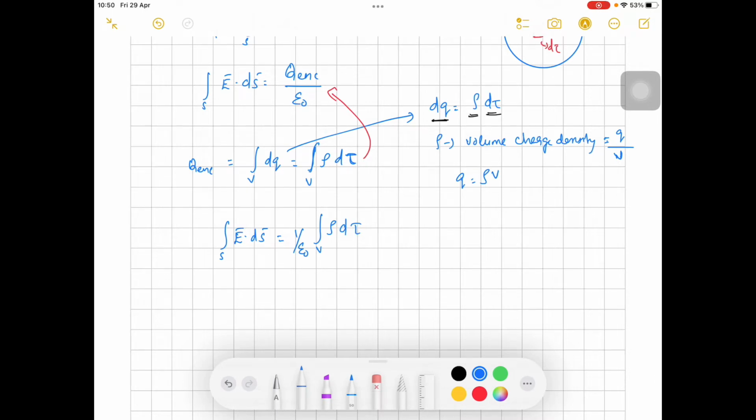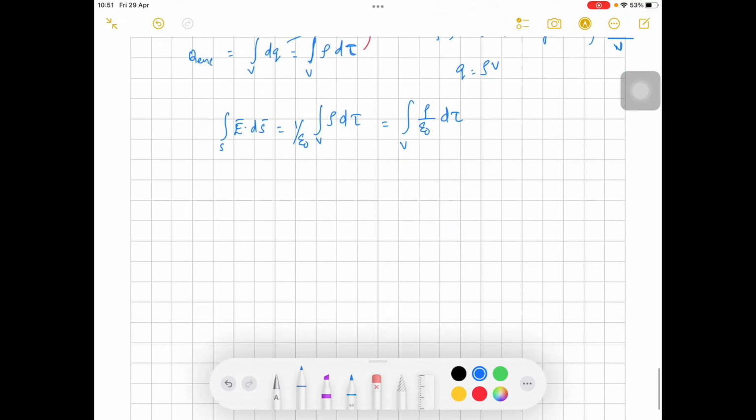Okay, now you can take epsilon 0 into that integral because it's a constant and it will not make any difference. So volume integral rho by epsilon 0 d tau. Okay, in the LHS it is integration over the surface and on the RHS it is integration over the volume. So we can use Gauss's divergence theorem on the LHS of the above equation.